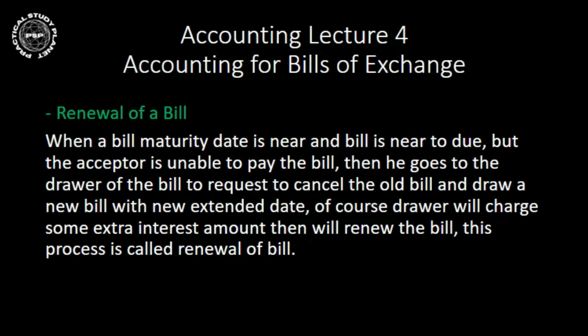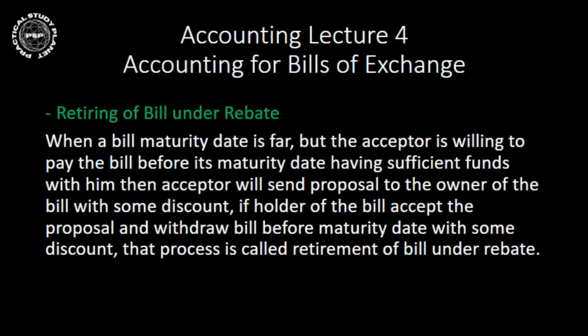Retiring of bill under rebate. When a bill's maturity date is far, but the acceptor is willing to pay the bill before its maturity date, having sufficient funds with him, the acceptor will send a proposal to the owner of the bill with some discount. If the holder of the bill accepts the proposal and withdraws the bill before maturity date with some discount, that process is called retirement of a bill under rebate, and the amount of discount is called the rebate, a special term for the bill of exchange.